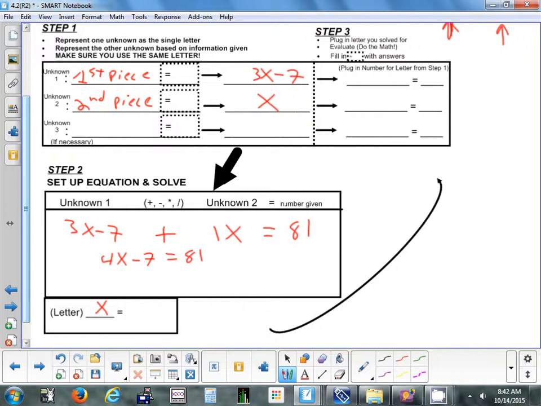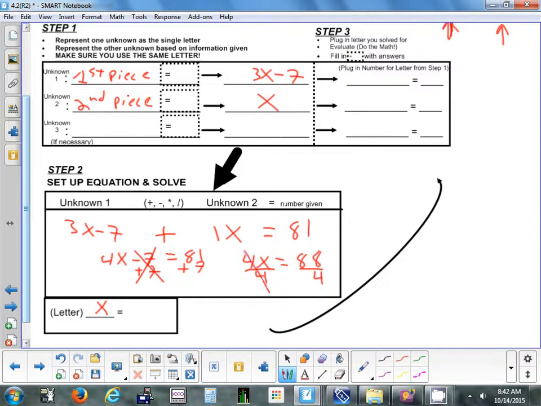Callan, can you tell me my next step? Subtract 7? Well, if you do a -7 and another -7, they wouldn't cancel out. So how would you cancel -7? Yeah, you'd add the 7. Okay, add 7. So we get 4x, 81 plus 7 gives me 88. And my last step, divide by 4.